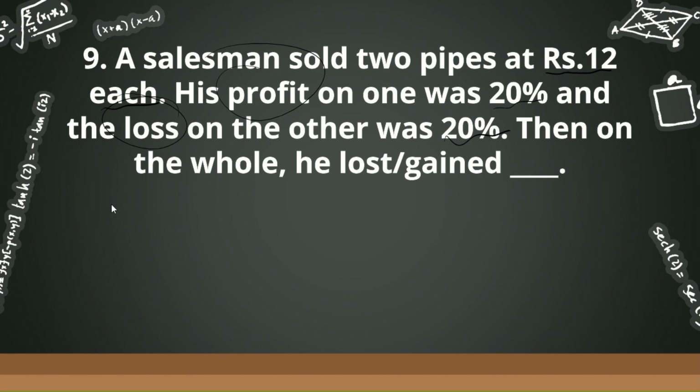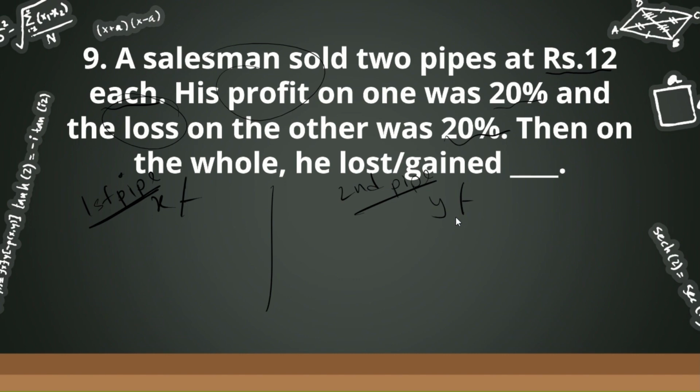So let us consider he sold the first pipe for X rupees, and the second pipe at Y rupees. Sorry, the selling price is already told as 12 rupees each. His profit on one was 20%.